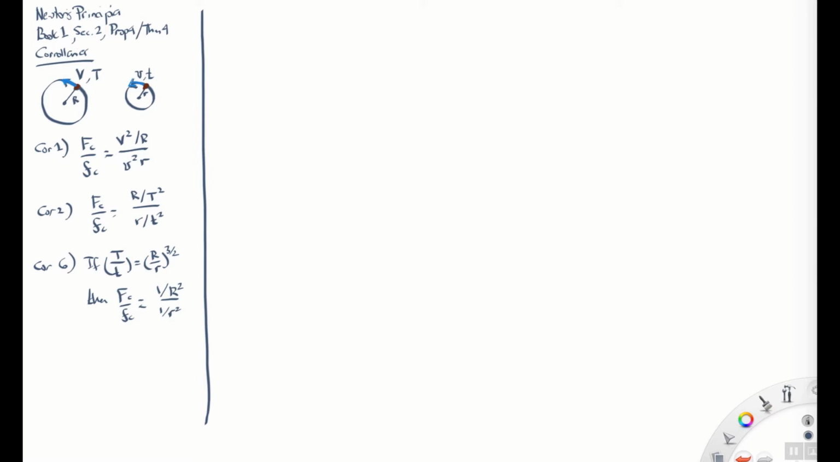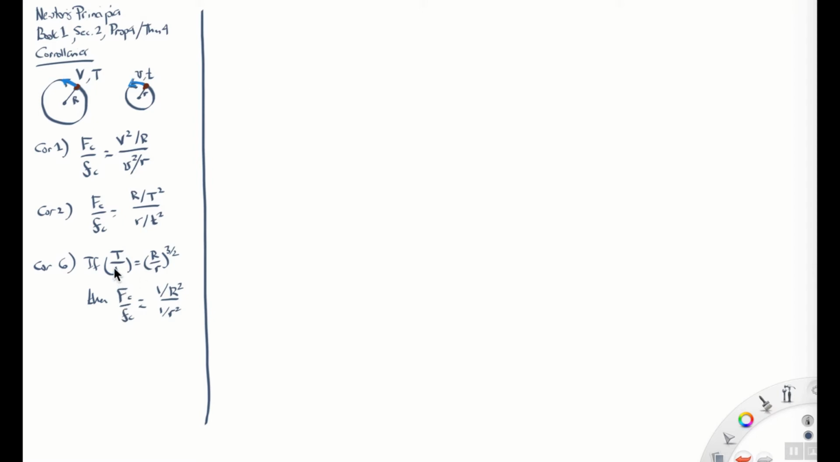Then we can deduce a relationship between the forces, the centripetal forces required to hold them in these orbits, and those are given by Corollary 1, for example, which relates the centripetal forces to the orbital speeds and the radii. Oops, and I have a mistake here, v squared over r. Corollary 2, we've just changed variables, and now we're writing the centripetal forces in terms of the orbital radii and the periods of the orbits. Corollary 6 is a little bit different.